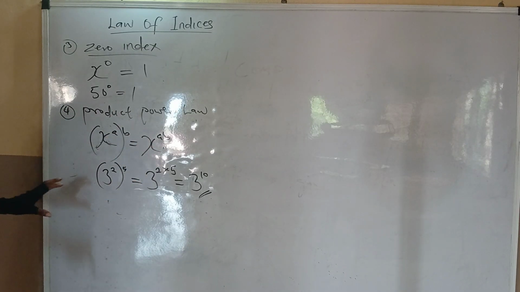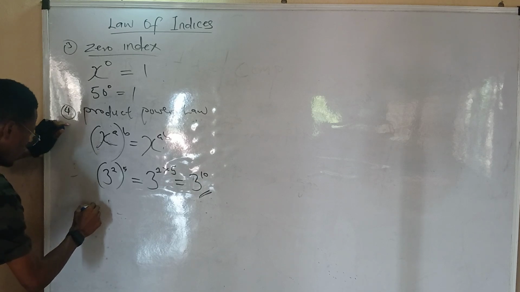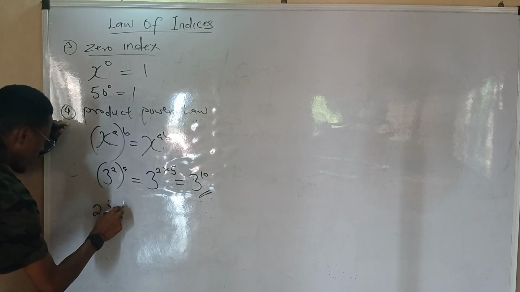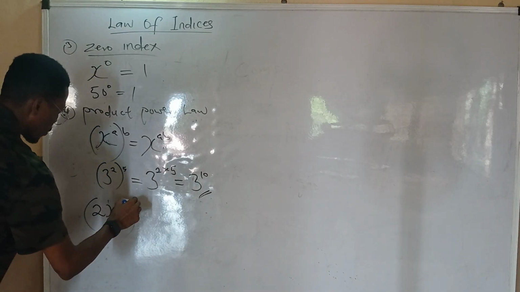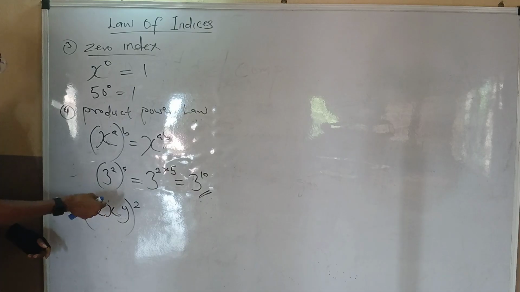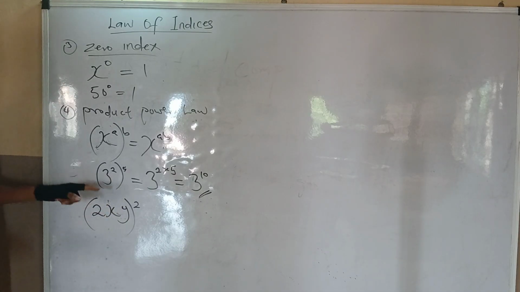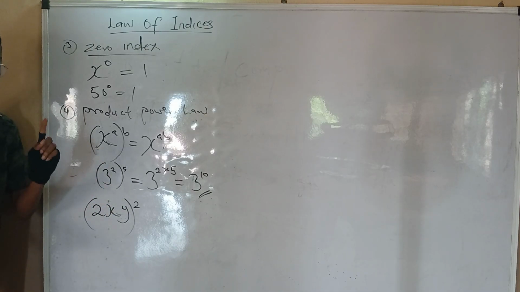So there is another law we have. This is, if we have, let's say, 2xy, for example, right? And then we have it raised to the power of 2. Now what happened in this case is still the same thing. In this case, the 2 outside multiplies all the powers inside. All these terms, the number here has a power, the x here has a power, the y here has a power. The power it has is 1.